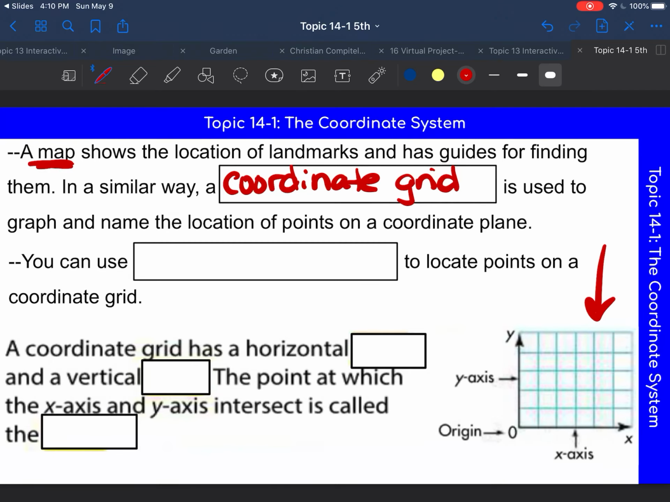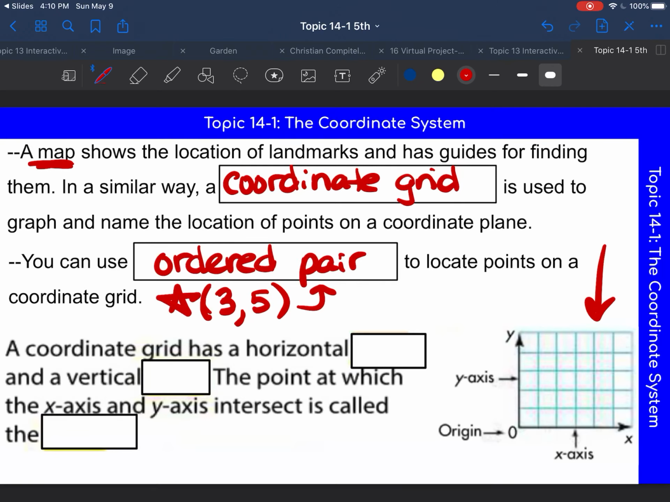Now, you can use ordered pairs to locate points on a coordinate grid. Whenever you have a coordinate grid, you see things that are labeled like this: parentheses, a number, a comma, and then another number. This is called an ordered pair. What this ordered pair tells you is where to find a certain point on a coordinate grid. And I'm going to explain how to find out what everything means in an ordered pair.